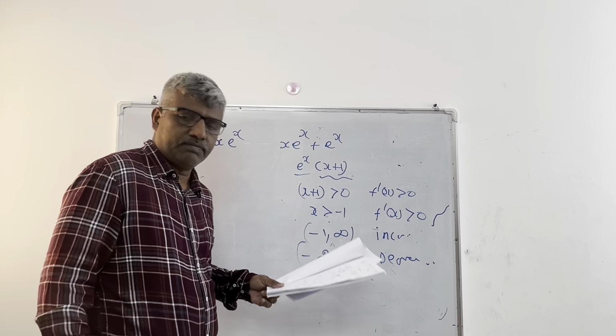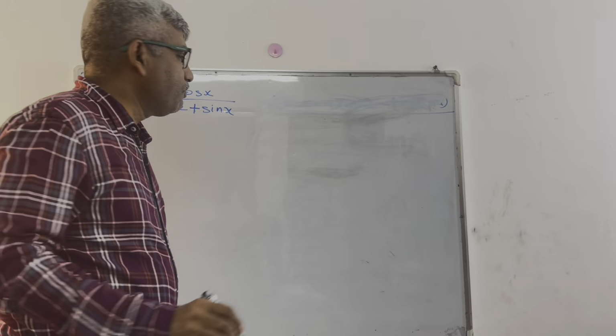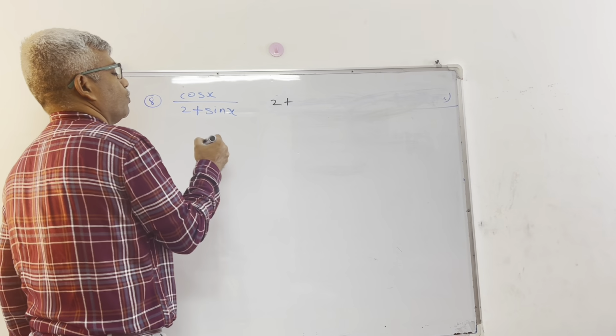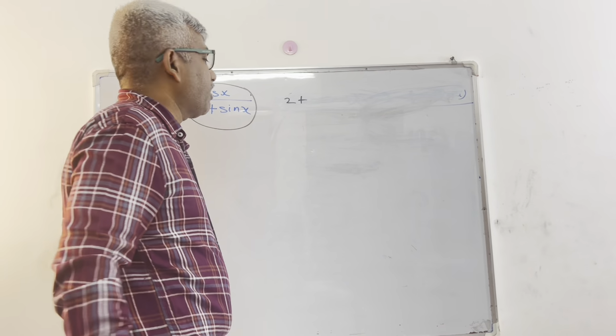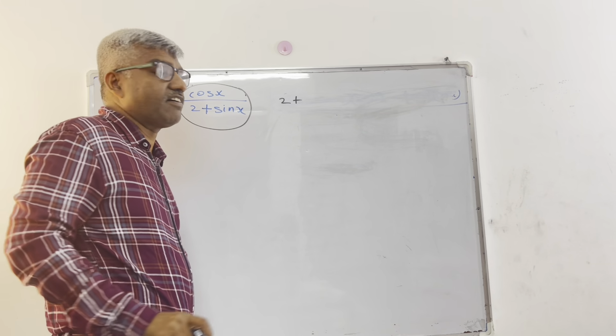Next example. Now we are going to see example number 8, f of x equals cos x over 2 plus sin x. Find the intervals of increase or decrease.